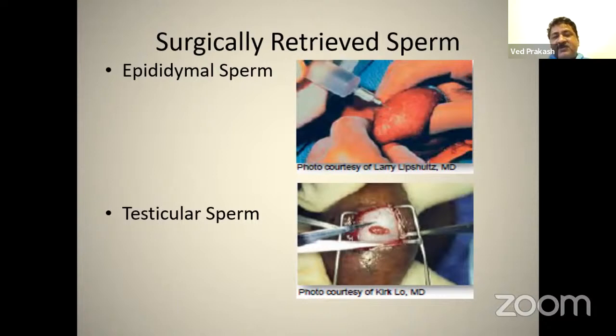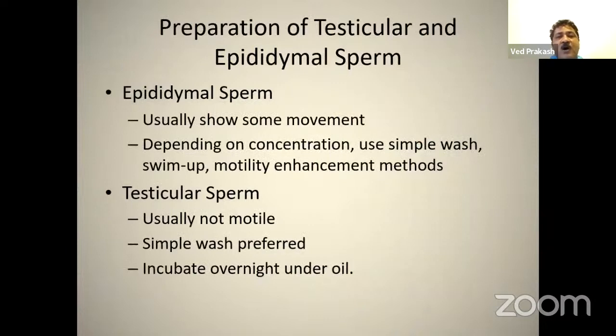There are some cases when semen is coming, but there is no sperm. In these cases, we try to take sperm surgically, for example from the epididymis, and sometimes if there is no sperm in the epididymis, then we even go to testicular biopsy. There are different methods of preparation of testicular and epididymal sperm. In epididymal sperm, they usually show some movement, and it depends on concentration. We use simple wash, swim-up, or some motility enhancement method also, if they are very slow moving or not motile. In testicular sperm, usually they are not motile, simple wash is preferred, and we generally incubate it overnight under oil.